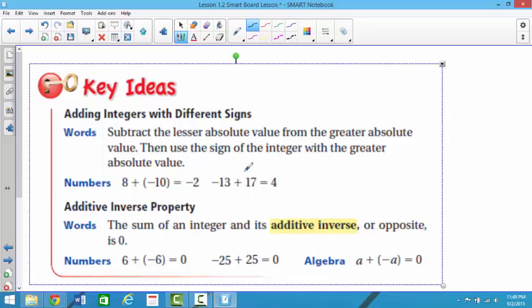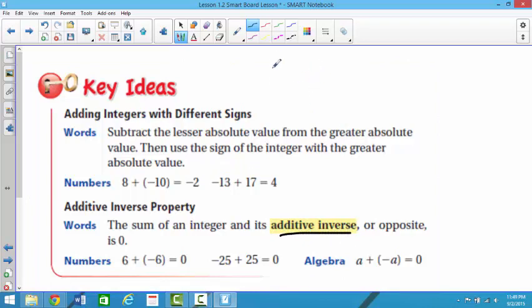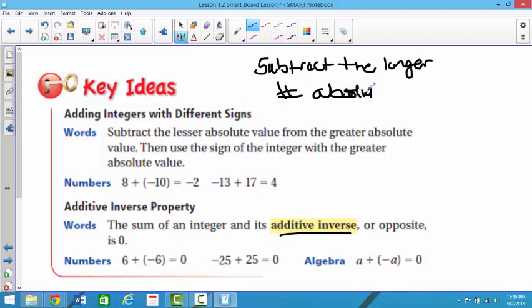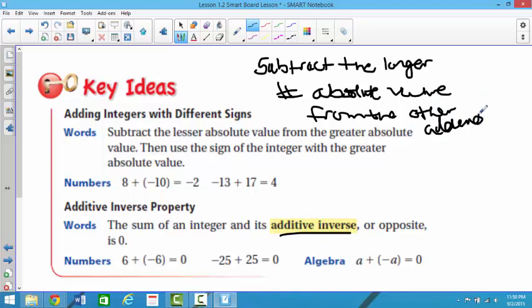Because you're using that additive inverse property, if the signs are different, you are going to subtract the larger number's absolute value from the other addend, and apply the larger number's sign.